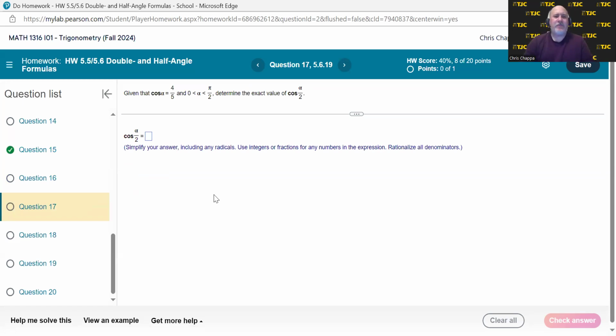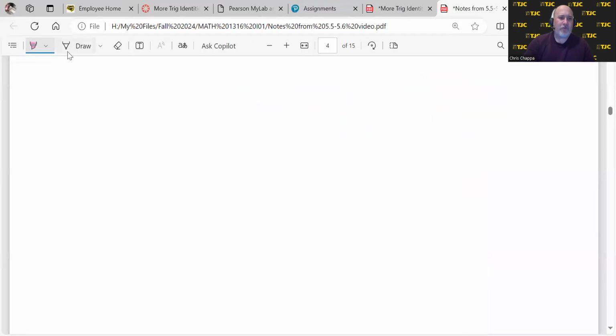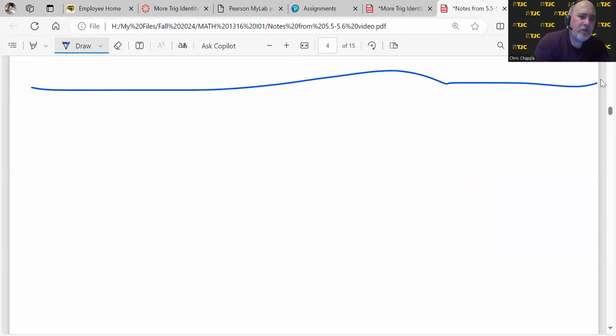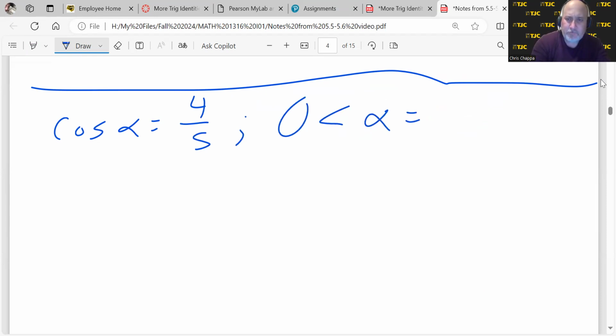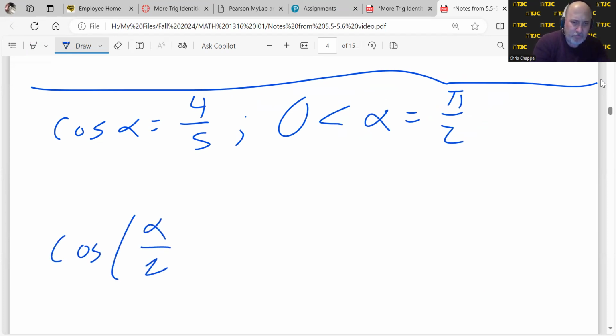Given that cosine of alpha is 4/5 and alpha is between 0 and pi over 2, so alpha is in quadrant 1, determine the exact value of cosine alpha over 2. All right, cosine's 4/5, alpha's in quadrant 1. Got it. I'm memorizing the problem. Cosine of alpha is 4/5, and alpha was in quadrant 1. And we're being asked to find cosine of alpha over 2. Pretty sure that was it. Let me double check. Yes.